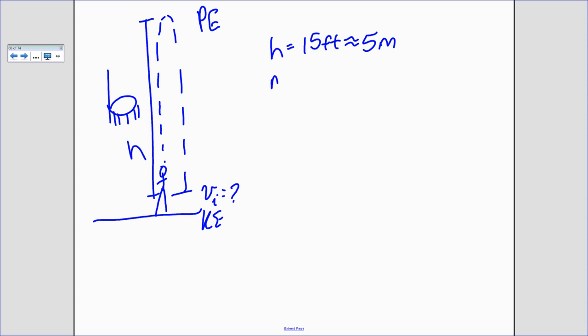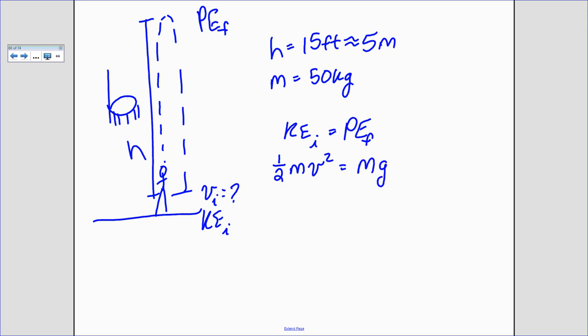All right, we might need to know our mass. We'll see. I'm going to say it's 50 kilograms. She might be a little less than 50, but we'll see. Now, I'm going to take my kinetic energy initial and set it equivalent to my potential energy final. So kinetic energy initial is equal to my potential energy final. Remember, kinetic energy is 1/2 mv squared, and this is m times g times h. And I want to know what V is. I'll take just a moment, see if you can find V.